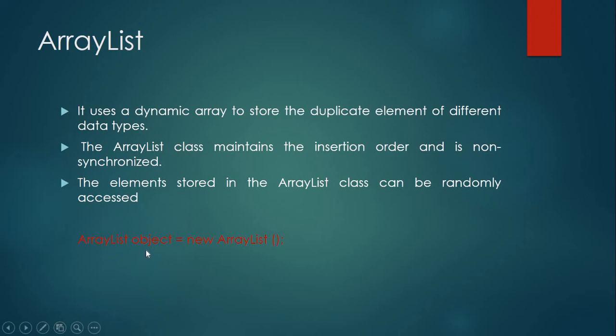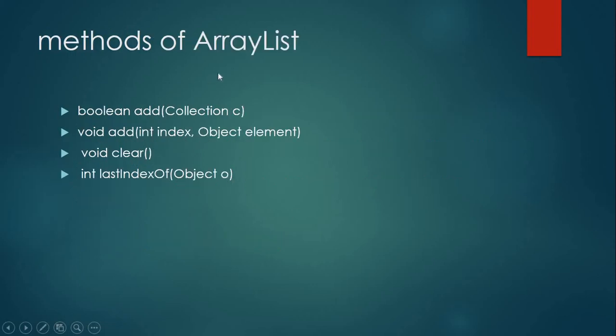For creating an object of array list, we have the syntax: ArrayList objectName = new ArrayList. There are some methods of array list also. The first method is add, the second is add in which we have to specify the index, then the clear method, and lastly the indexOf method. So we will understand this array list by a program.